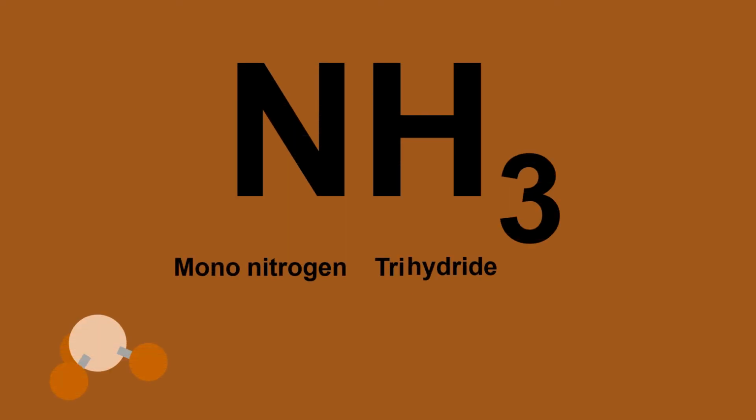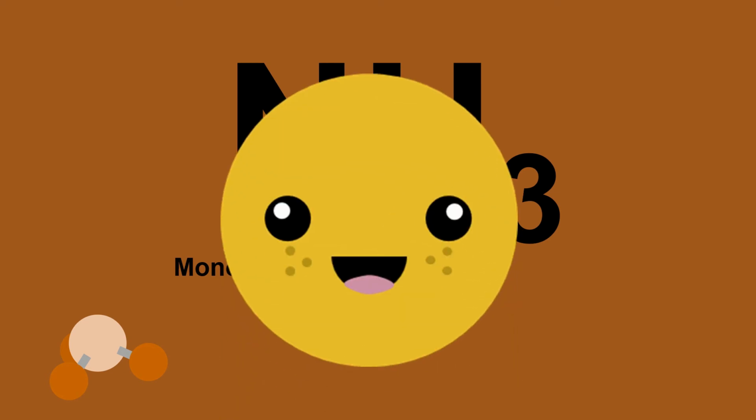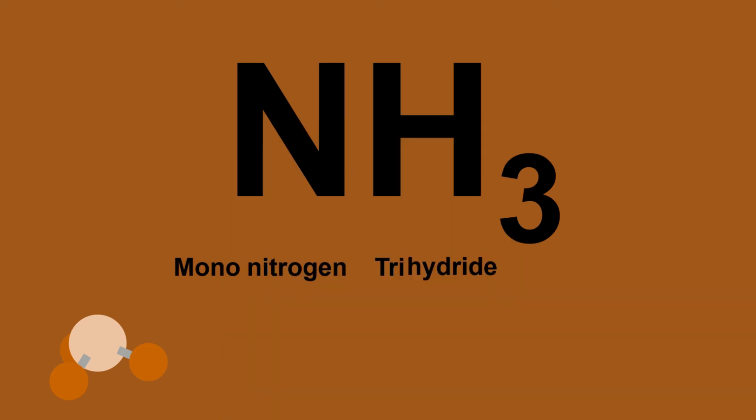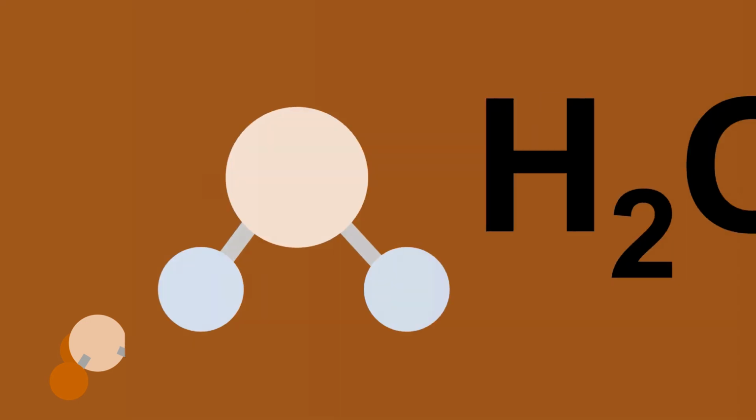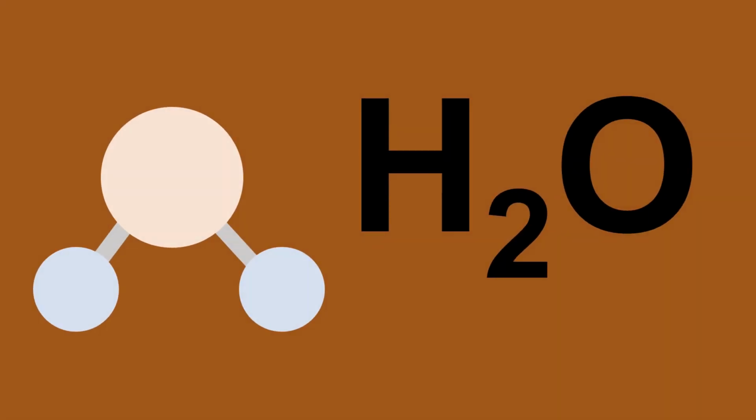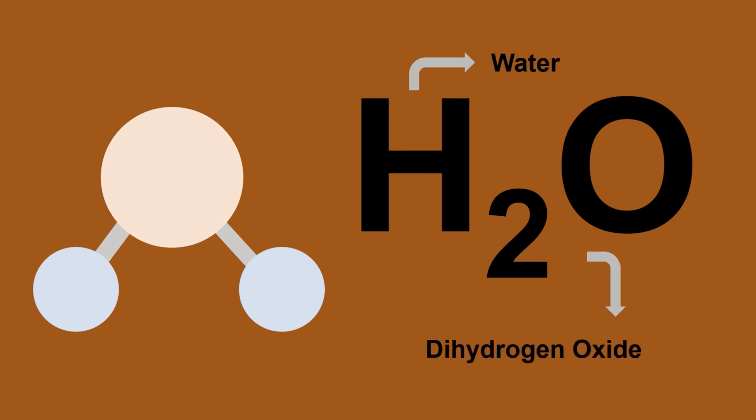Back to our original compound, good old NH3 or nitrogen trihydride. But wait! This compound also has another name, which is ammonia. Sometimes covalent compounds have common names along with their systematic names. One you might recognize is H2O, or water, which would systematically be called dihydrogen oxide.